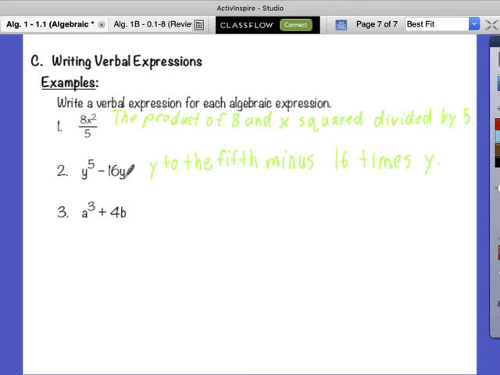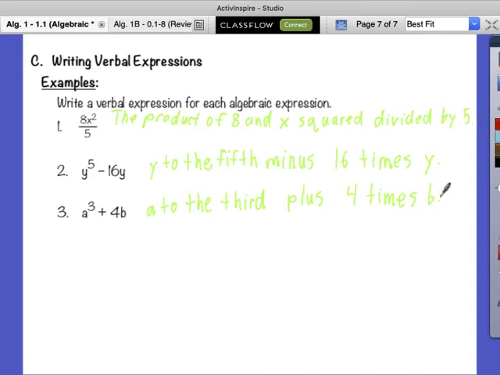On number 3, think about it for a moment, and raise your hand if you have an idea. Brady, what are you thinking? 8 to the 3rd, plus 4 times b. That'd be awesome. A to the 3rd plus 4 times b. Brady knocked this one out of the park as well.